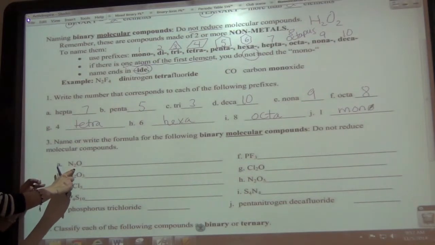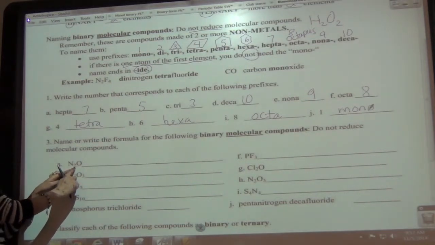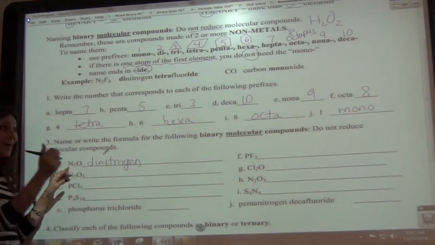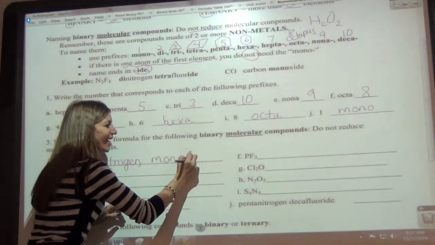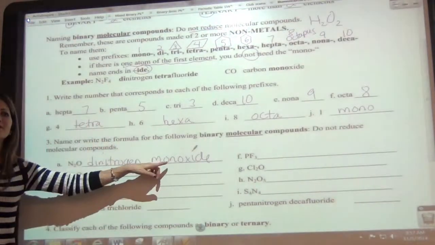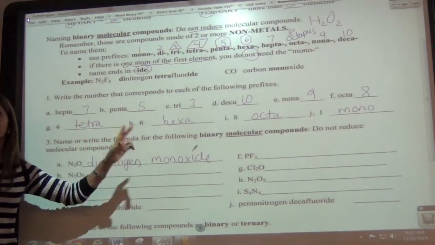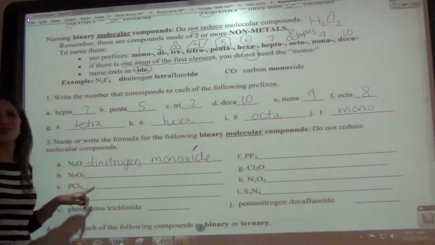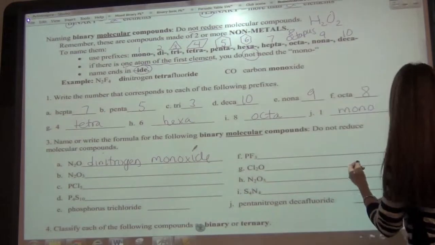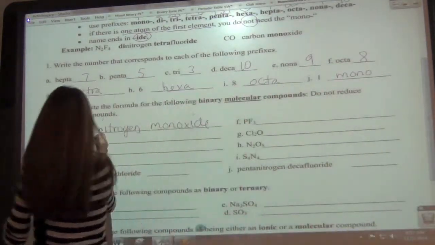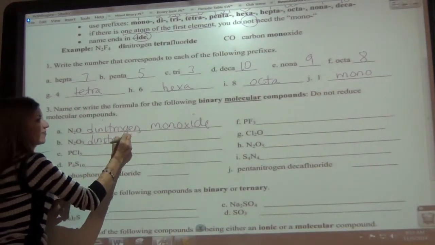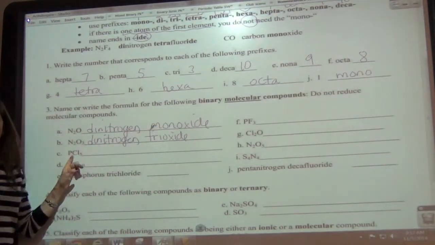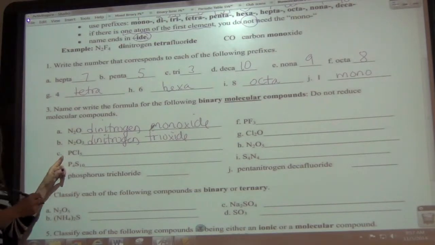So based on that, what do you think this one is? Dinitrogen. Nice. Monoxide. Got it. Now, if the vowel's the same, you only write it once. If they're different vowels, like tetraoxide would be an AO. Okay? So let's try the next one. What do you think for B? Dinitrogen trioxide. Perfect. Awesome. Next one, PCl5.